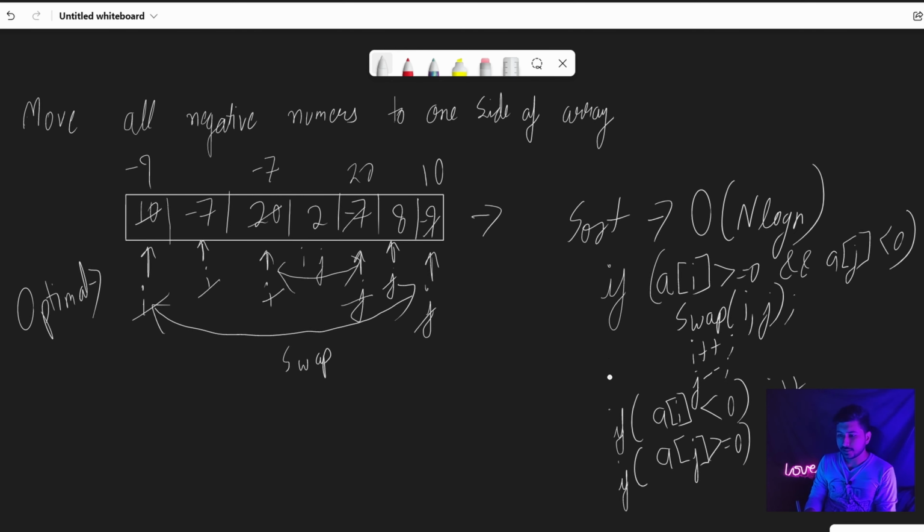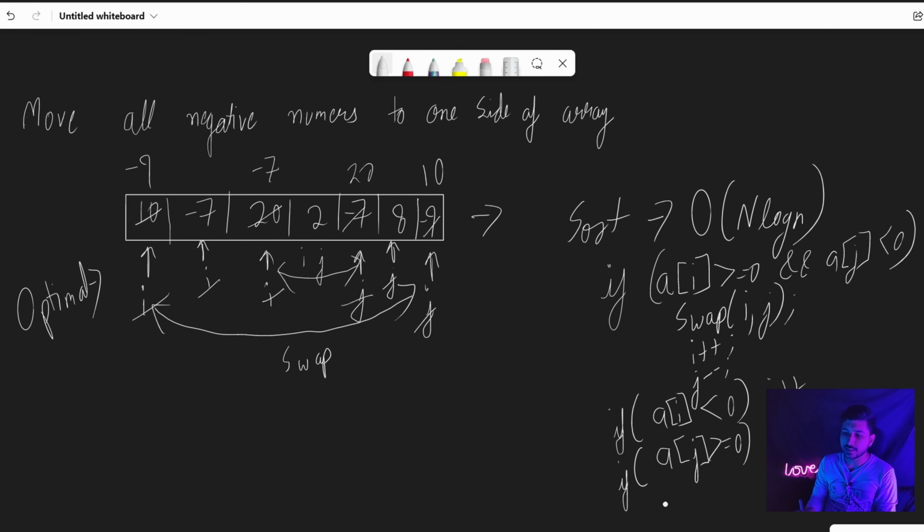So we can see that the condition says if A of I is less than 0, I plus plus, but that is not the case. Then we look at the last case, which is A of J greater than or equal to 0. Then we do J minus minus and J will come here. And the loop condition is while I is less than or equal to J. This is where you have to check these three conditions: first, second, and third.